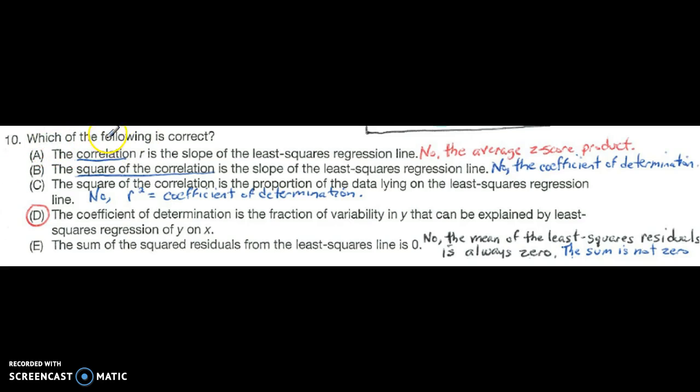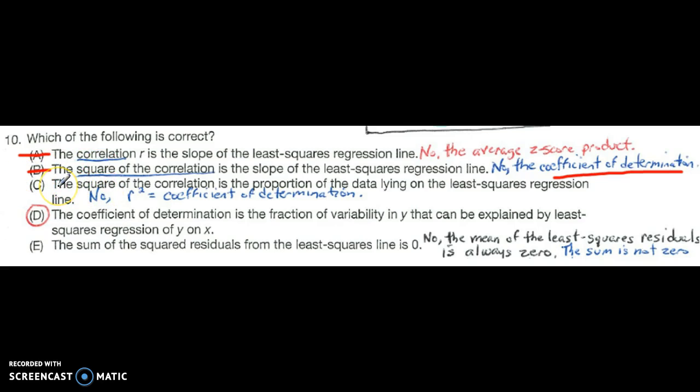Now number 10, which is correct. The correlation is the slope. No, it is not. The correlation is how close they are to the prediction equation. Choice B, the square of the correlation is the slope. No, that's the coefficient of determination, so that is not correct.